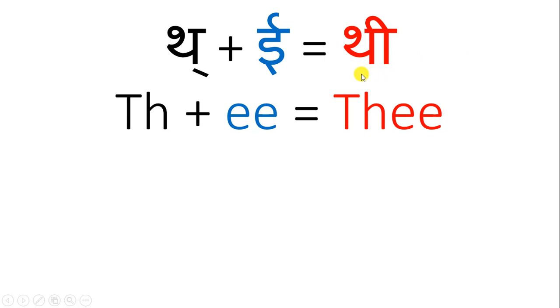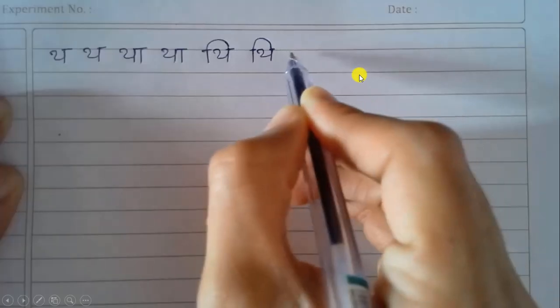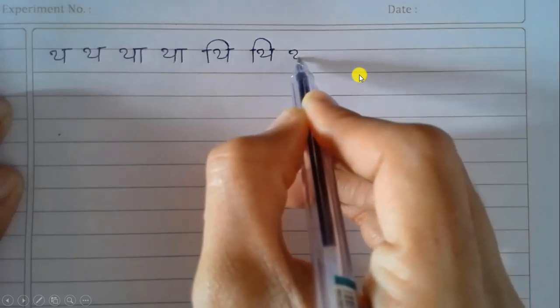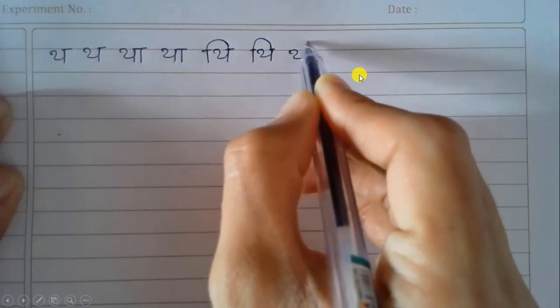Next is thi. You get this sound thi when you add th to e. Th plus e equal to thi. And thi is written like this.